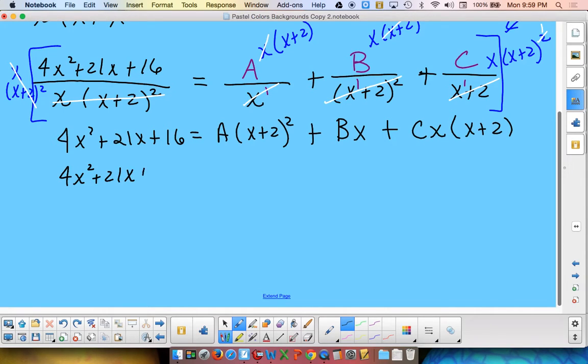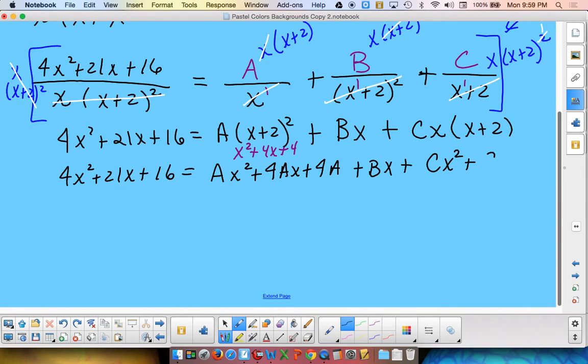Okay, I'm now going to do the algebra. And I'm actually going to shortcut this one just slightly here. We know that when you FOIL that, that's x squared plus 4x plus 4. I'm going to trust you can FOIL. So therefore, that means I can distribute a, and I'll have ax squared plus 4ax plus 4a. Bx is going to sit there, and then I just need to distribute cx, which will be cx squared plus 2cx.